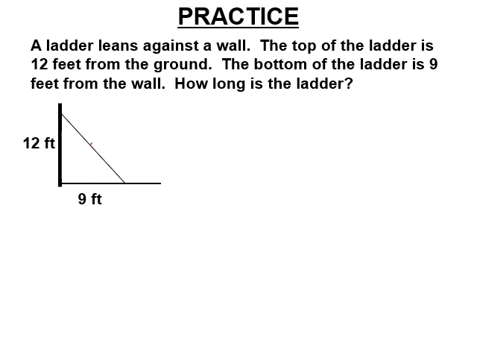So this is a picture of a ladder leaning against a wall. This is the wall. This is the ground. Hopefully you see a right triangle there. It turns out you can figure out exactly how long the ladder is. If this distance from the top is 12, that's a leg. If this distance from the bottom of the ladder to the wall is 9, that's another leg. And we can figure out exactly how long the ladder is.